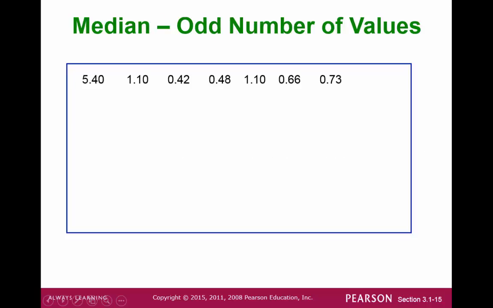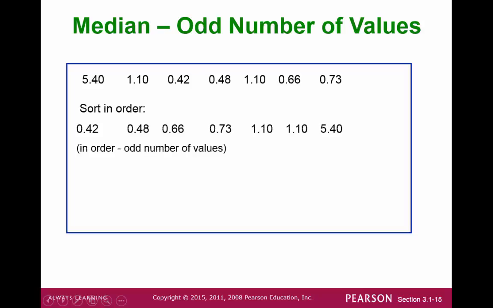Let's take a look at an example. Consider this set of numbers. The first thing we want to do is to sort them in order. With 7 numbers, we look at the middle value. That's the fourth number. So our median is 0.73.